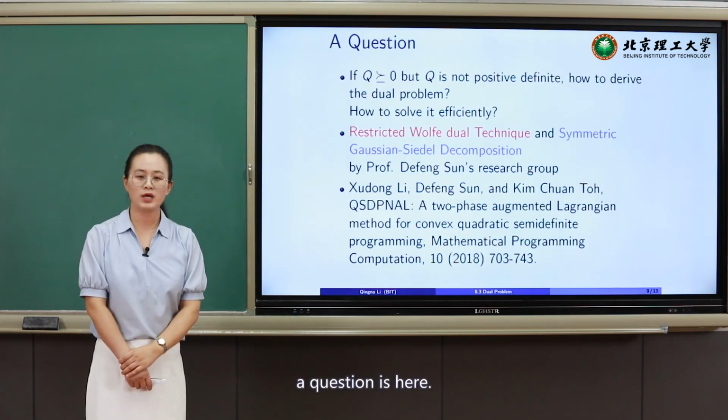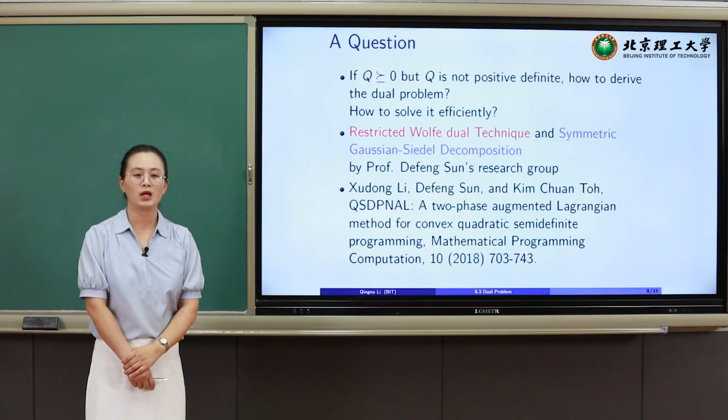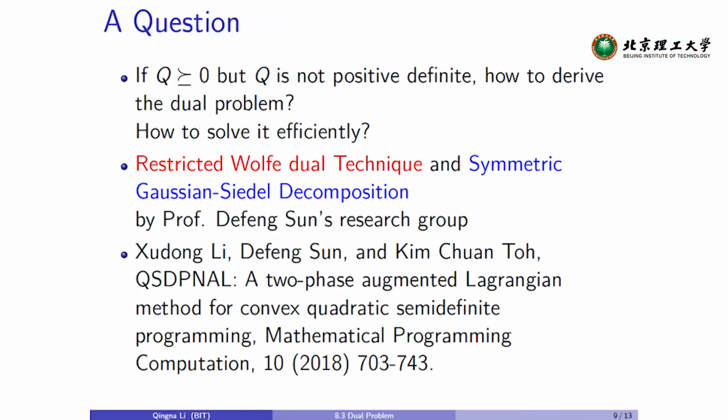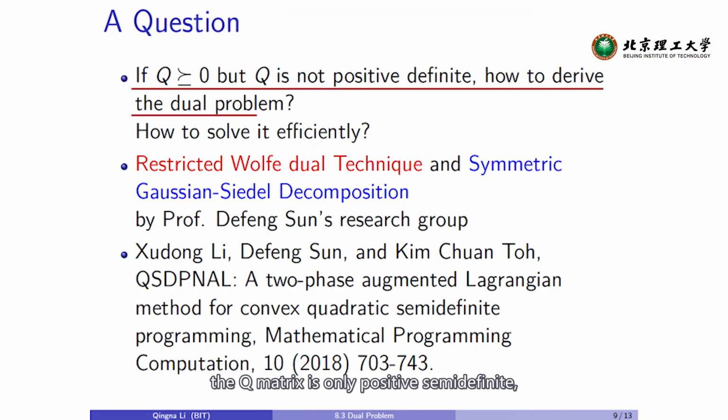Now, a question is here. When we derived the dual problem, we assumed that the matrix Q is positive definite. So if the Q matrix is only positive semi-definite, how can we derive the dual problem?